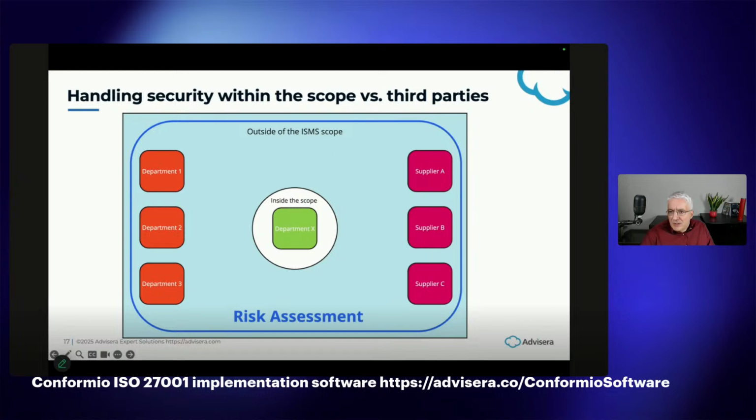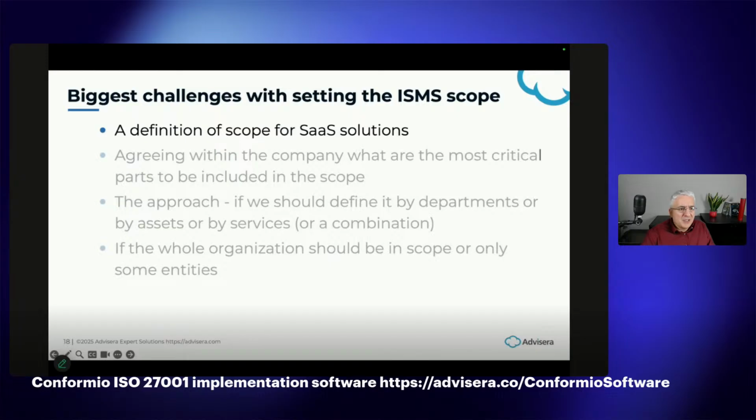Okay, good. Now let me move on to the biggest challenges, and then I'll move on to the Q&A session. Okay, one of the biggest challenges is the definition of this scope for SaaS solutions. And as I explained, the most important thing there is to define what you can control, and then what you control you can include in your scope.